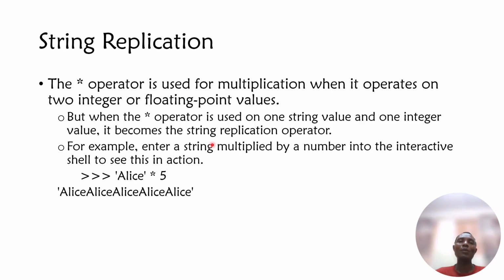For multiplication, we just want to replicate what we have provided. For example, if you have the name John, then John times 5 is going to give you John 5 times. Like in this case, we've got Alice times 5. It has given us 5 Alices. That is 1, 2, 3, 4, 5.